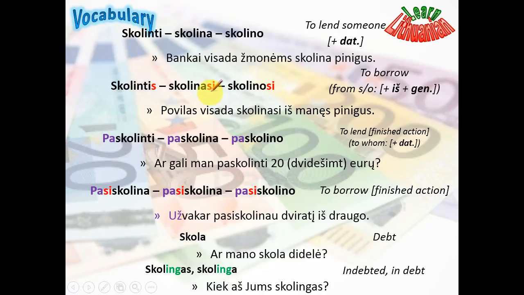Skolintis, skolinasi, skolinosi. To borrow from someone. Oh, I forgot to say that if you use the word skolinti, to lend someone something, when saying someone, you have to use the dative case. So žmonėms is plural dative here. Žmonės, žmonėms. You always have to use dative because you lend for someone, literally. And if you borrow something from someone, it's iš plus genitive, because iš is always used with genitive. So if you use the word from, you always use genitive.